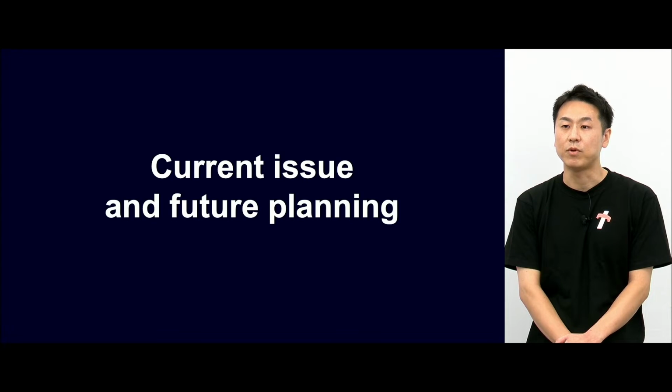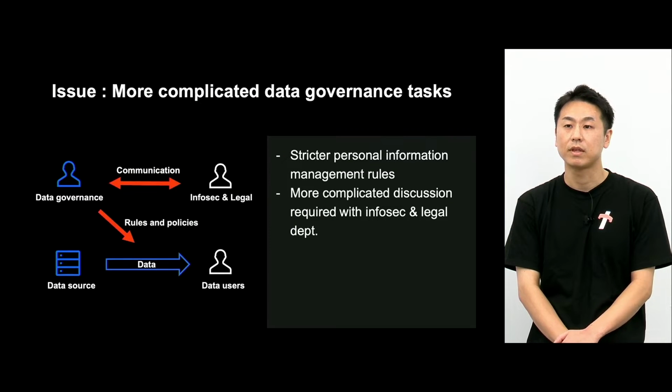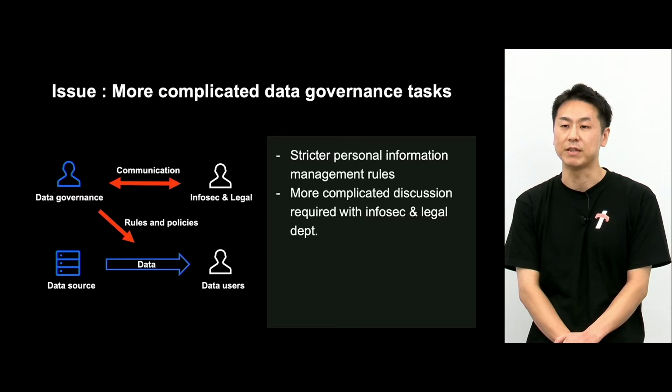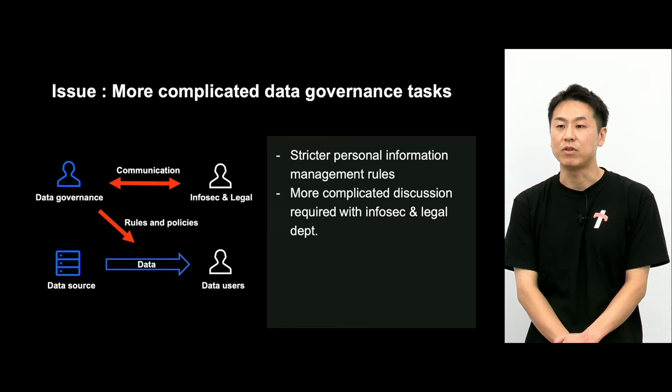However, we have some challenges as well, and I will end my presentation by mentioning the challenges we are facing and future plans to resolve them. The current challenge is the increasing complexity of data governance tasks. The role of data governance has appeared frequently in my explanation. In addition to the original broad scope of data governance tasks, the rules themselves are becoming more complex as more stringent management systems regarding private information are required these days.